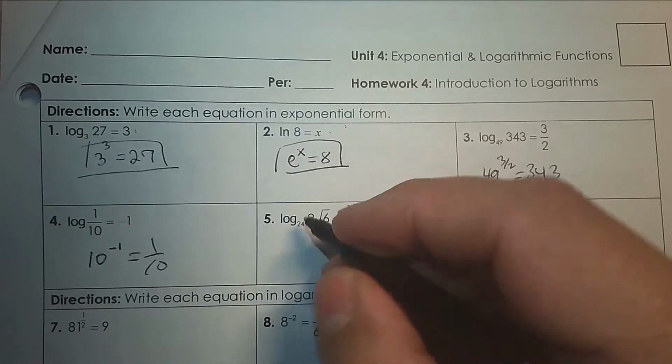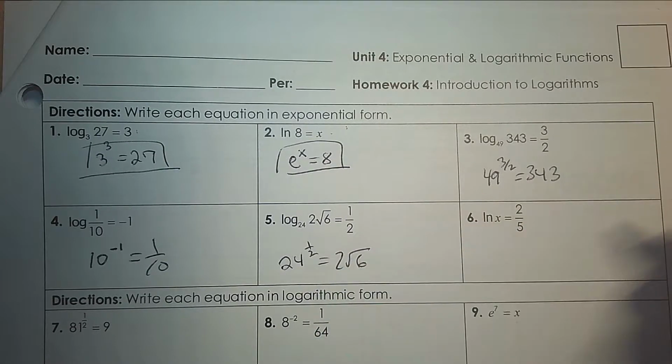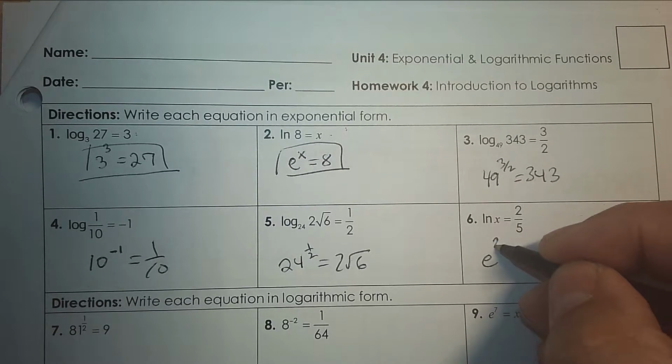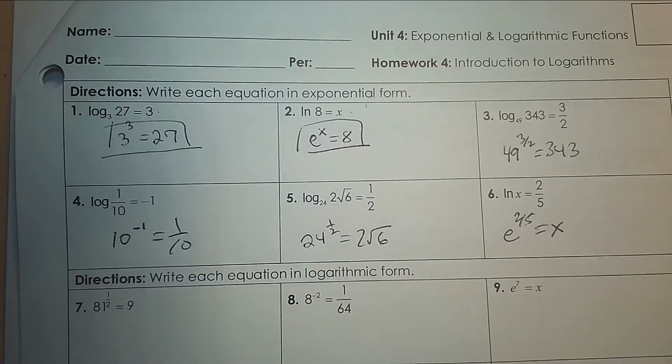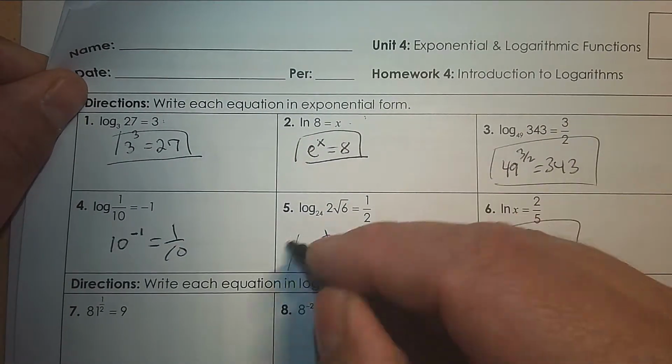The base, the exponent, and the answer part. I don't see a base. It's ln, so it's e. The exponent is 2/5, and the answer is x. How about the other direction? If you're given an exponential, could you write it as a logarithm?